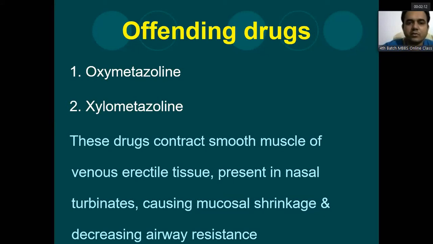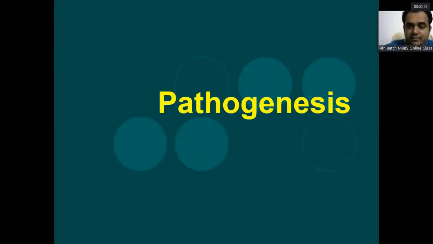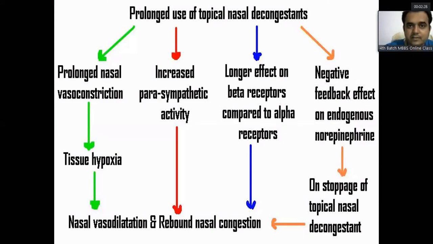Right, so these are the commonly used drugs, oxymetazoline and xylometazoline. These drugs contract smooth muscles of the venous erectile tissue, reducing nasal turbinates, causing mucosal shrinkage and decreasing airway resistance. Pathogenesis, right? So you need to know. This is interesting. We usually give oxymetazoline to relieve nasal congestion, but how does it cause obstruction?